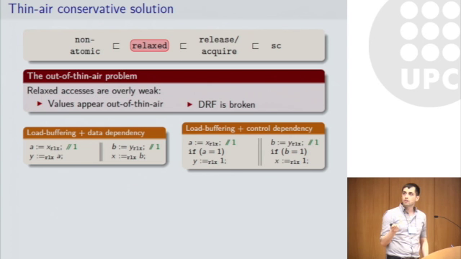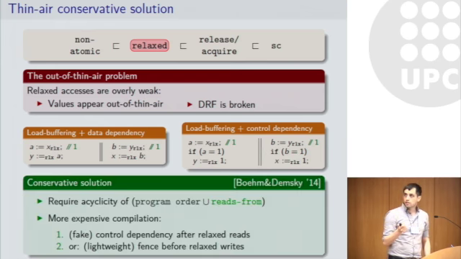In this program, the specification allows reading 1 and 1, even though 1 is never mentioned anywhere in the program. And they also break the DRF. So here in this program, if you think about interleaving semantics, there is no data race, but still the specification allows a behavior that is not explained by SC semantics.